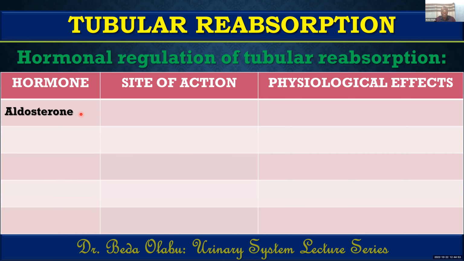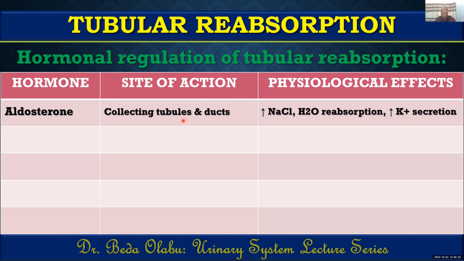Remember, aldosterone is produced by the adrenal cortex, specifically the zona glomerulosa of the adrenal cortex. Usually it's under the influence of angiotensin II anyway. So aldosterone hormone is a mineralocorticoid. It acts primarily on the collecting tubules and collecting ducts of the kidney. The effect of aldosterone is to promote the reabsorption of sodium and chloride. And because of that, through osmotic drive, even water is also reabsorbed.